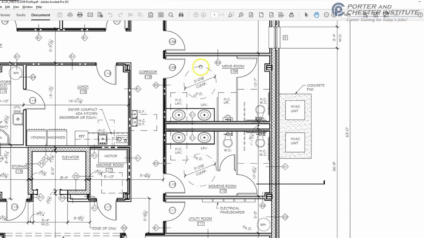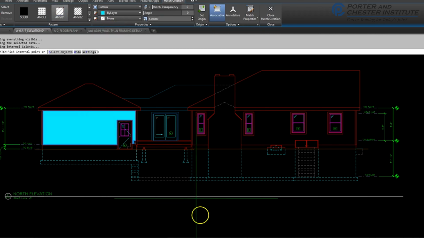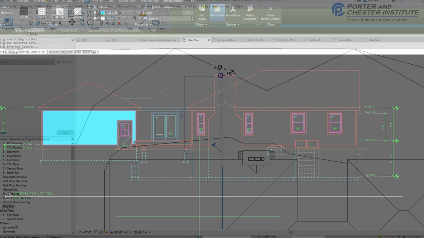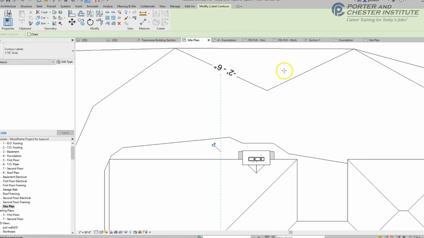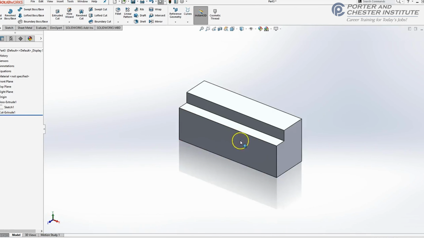So the students learn, when they first come in, we go over just Microsoft Office, right? Microsoft Word, Excel, Outlook, get them acclimated to that kind of stuff, which they're going to need in industry. But then the specific drafting software that we teach is AutoCAD, Revit Architecture, Revit MEP, and Revit Structure, and SolidWorks for the mechanical side.